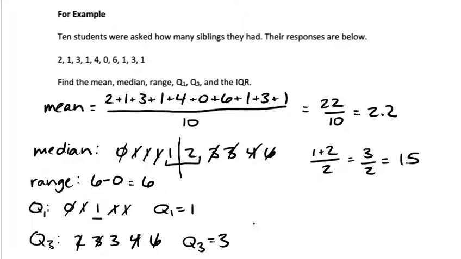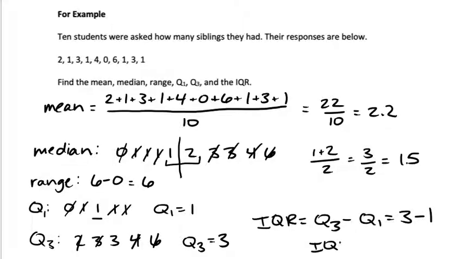So lastly, I'm going to calculate the IQR, which is going to be Q3 minus Q1. Q3 is 3, Q1 is 1, so the IQR is equal to 2. 3 minus 1.